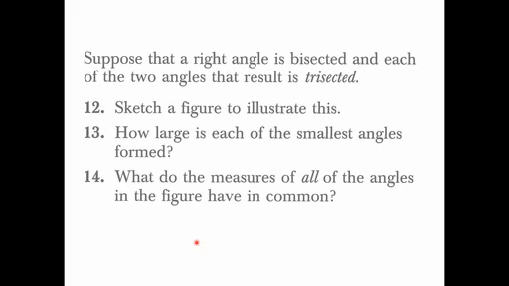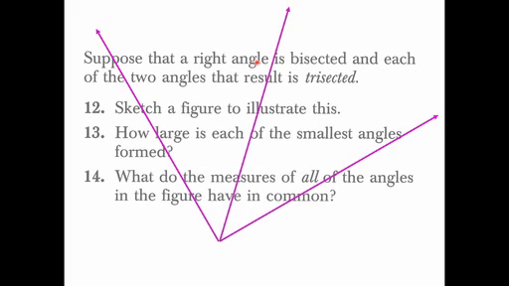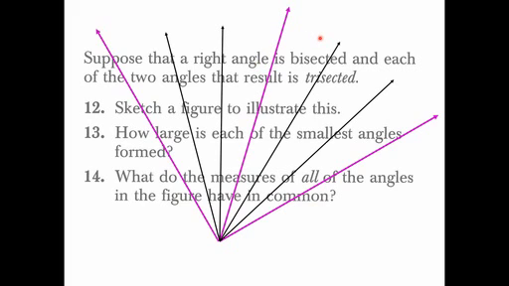All right. You don't have to actually do a construction here. You just have to sketch something to help you figure this out. Suppose a right angle is bisected and each of the two angles that result is trisected. Got that in your head? Maybe try that before I show you. The right angle is bisected. All I ask you to do is sketch it. And then those two angles are trisected, so we're looking like this. Sketch the figure. Then answer the questions. How large is each of the smallest ones, and what do they have in common?